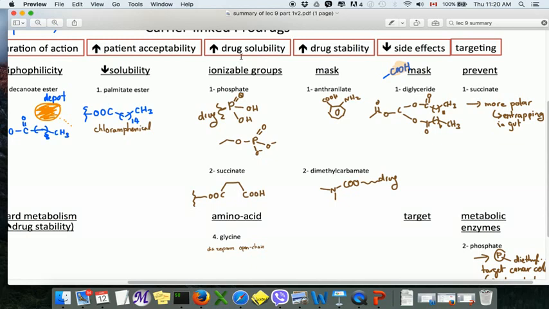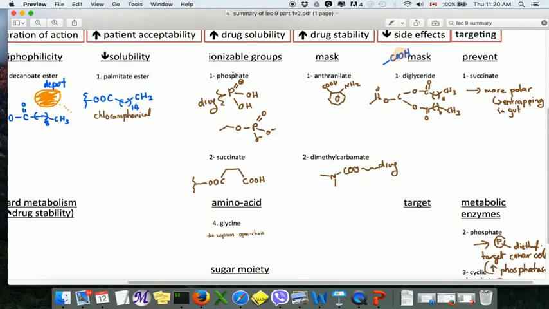So to increase the drug solubility, we can attach ionizable groups. So groups that get ionized. Okay? Like the phosphate or the succinate. So you make an ester, but it's an ionizable ester. So it gets a charge in the end. So now it's very soluble in water. Okay? And you have to know these esters because you can use phosphate or succinate.